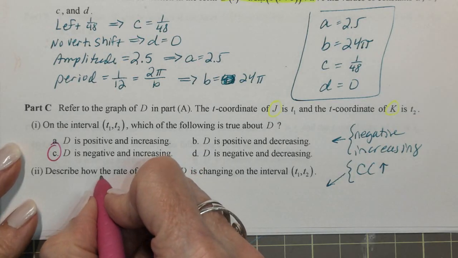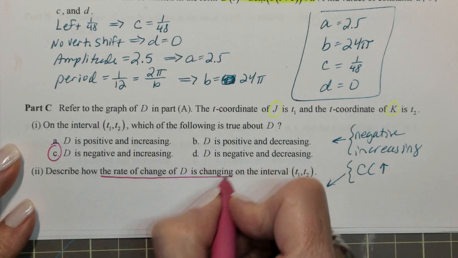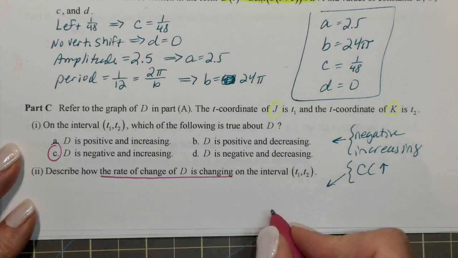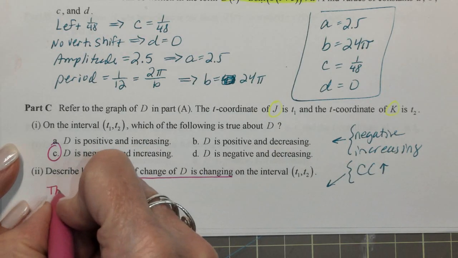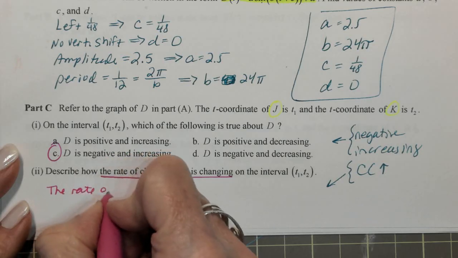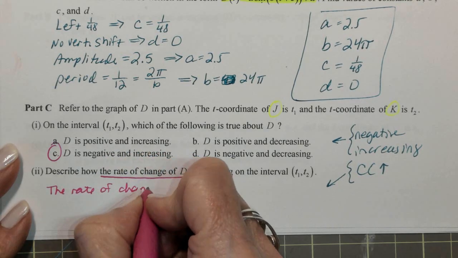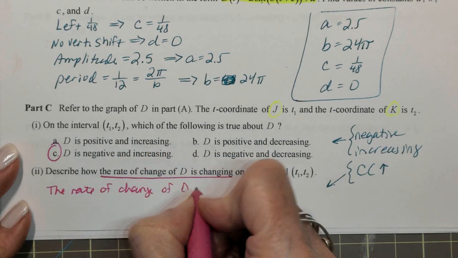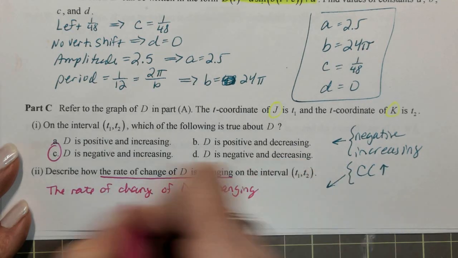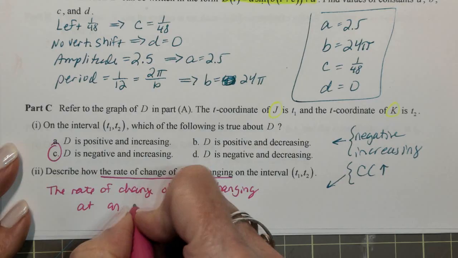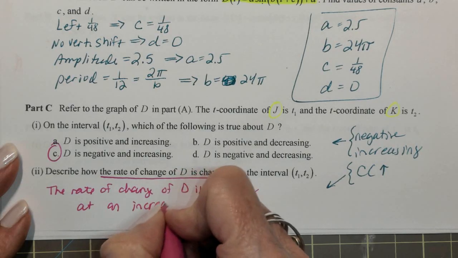And here, I rewrite this part, and then I'll say at an increasing rate. So, the rate of change of D is changing at an increasing rate.